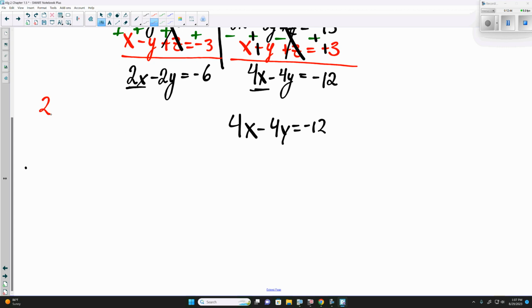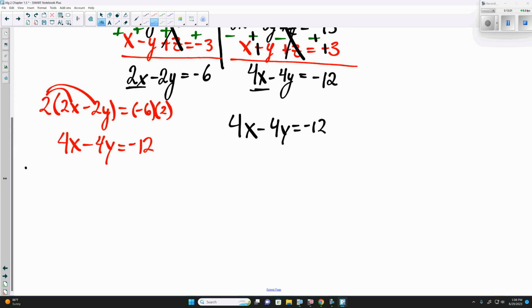And we're going to multiply our other equation by 2. And we distribute the 2. 2 times 2x is 4x, 2 times negative 2y is negative 4y, is equal to negative 12. Questions on how we got to this point here?